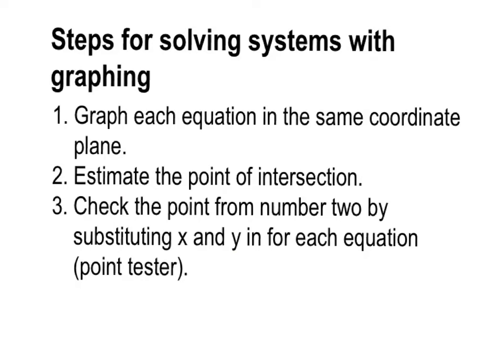These are the steps we need to follow for solving systems with graphing. 1. We're going to graph each equation on the same coordinate plane, which is the xy axis. 2. We're going to look at that graph and estimate the point of intersection where those two lines meet. Then 3. We're going to check the point just like we did in IXL by substituting the x and y in for each equation. We call this a point tester. Pause the movie now and copy these 3 steps into your notes.